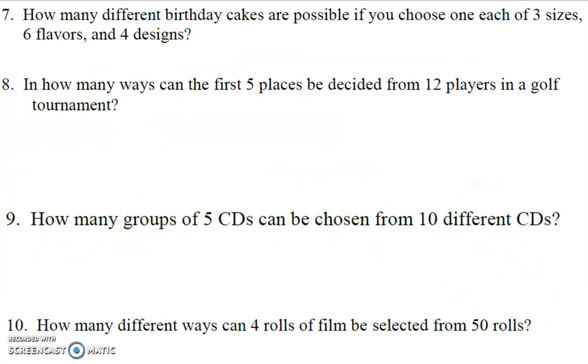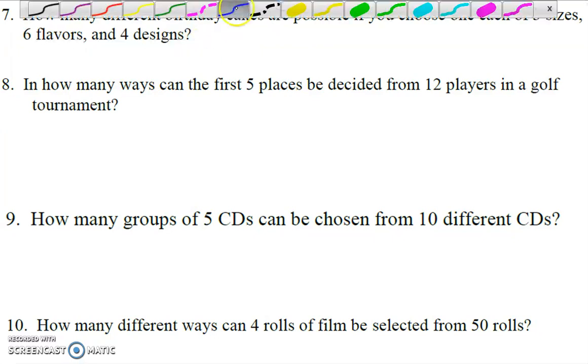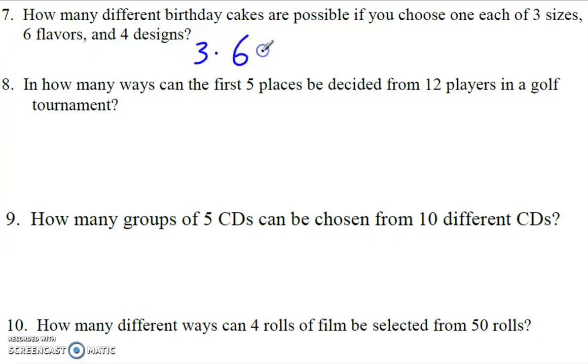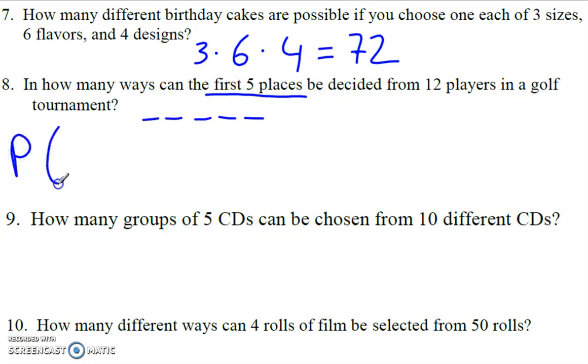Number 7, this is using the fundamental counting principle. So we have 3 times 6 times 4, and that is 72. Number 8, in how many ways can the first 5 places be decided from 12 players? First 5 places, first place, second, third, fourth, fifth. Order matters. It's a permutation.